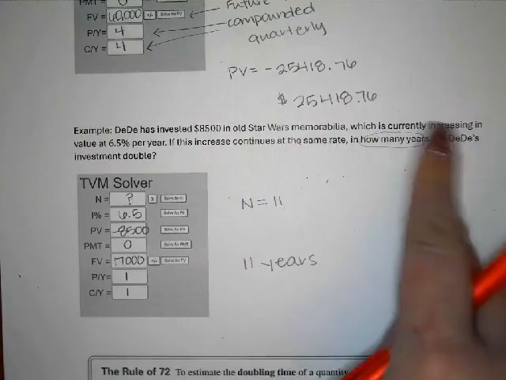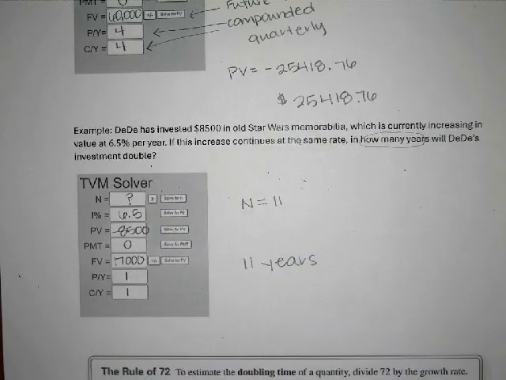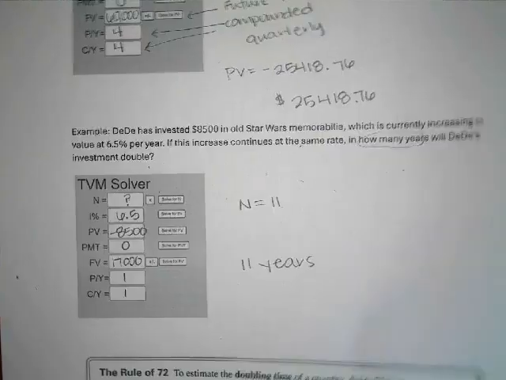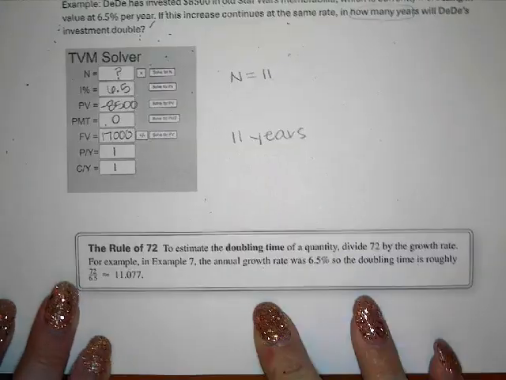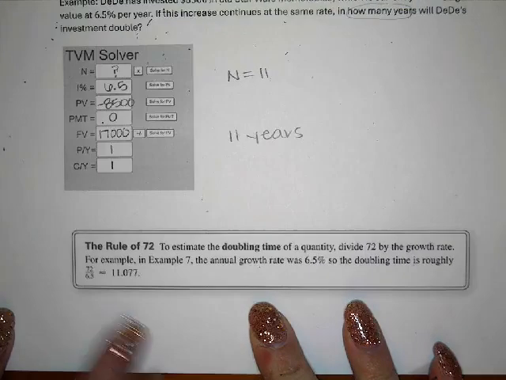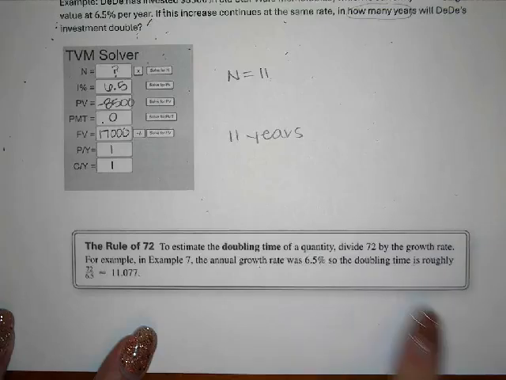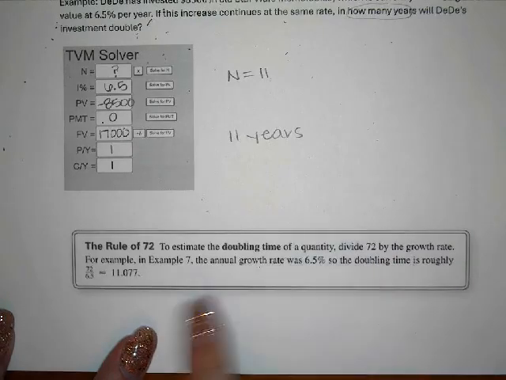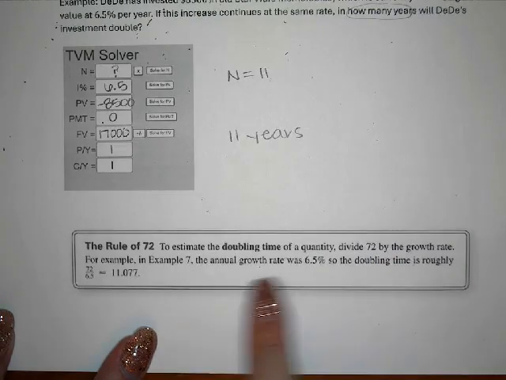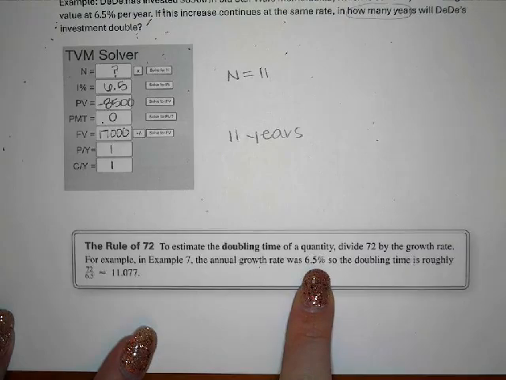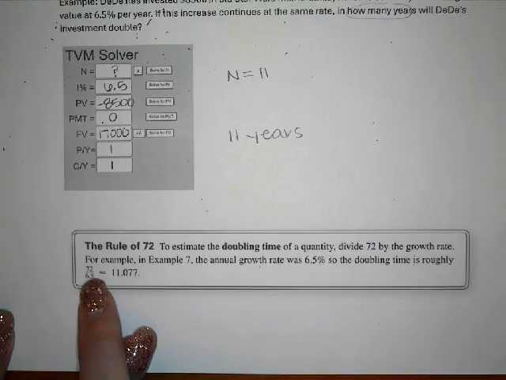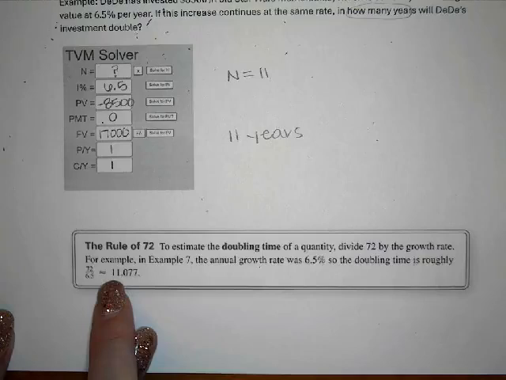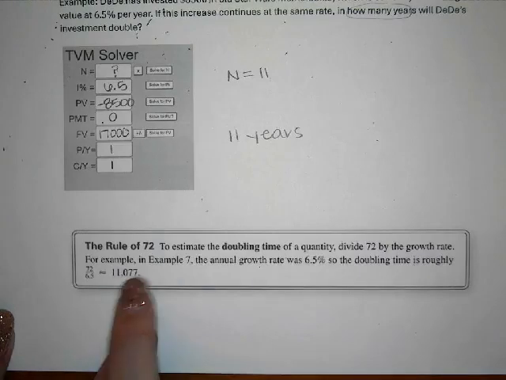The rule of 72 says to estimate the doubling time of a quantity, divide 72 by the growth rate. For example, in this example, the annual growth rate was 6.5%. So the doubling time is roughly 72 divided by 6.5, which is 11.077 years or 11.0067 years. So pretty close.